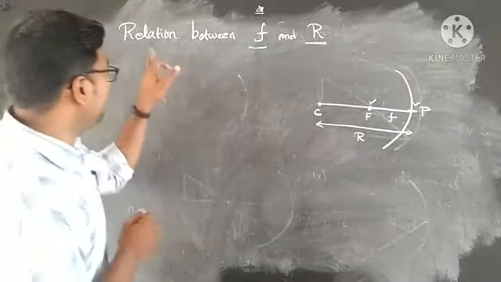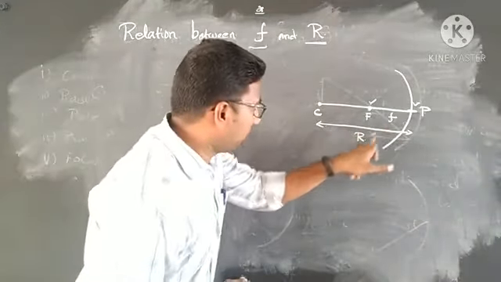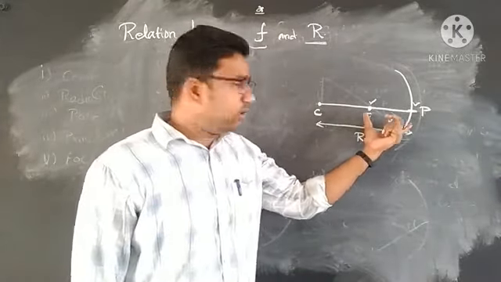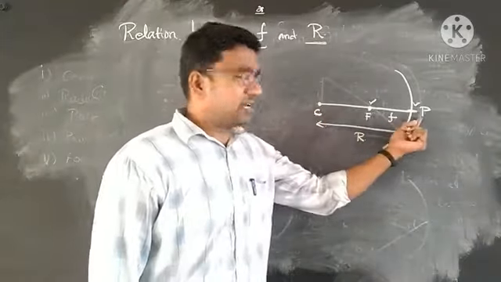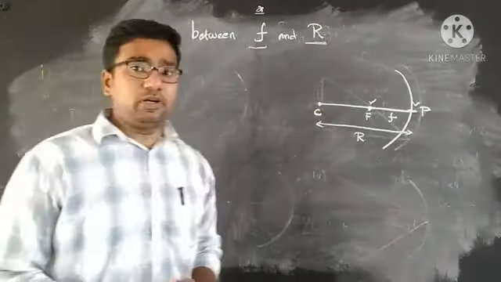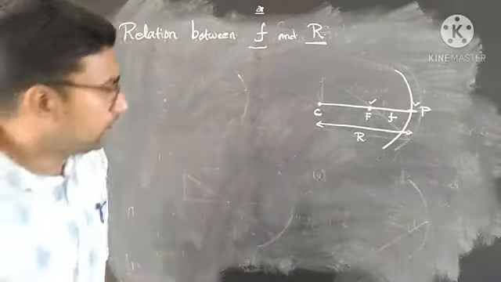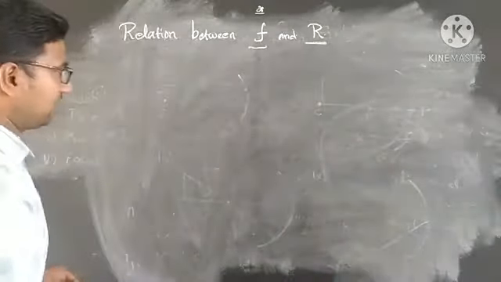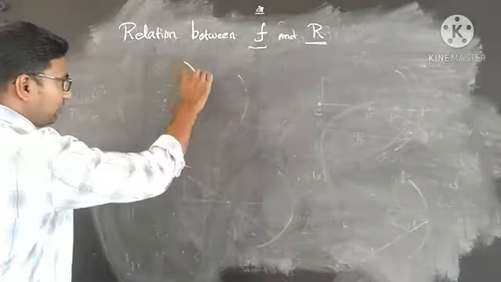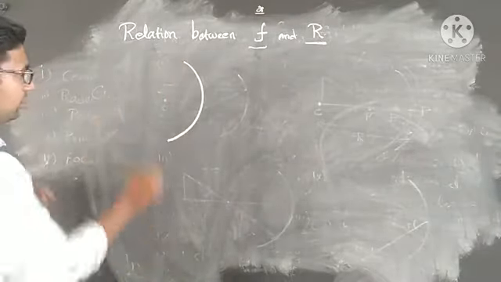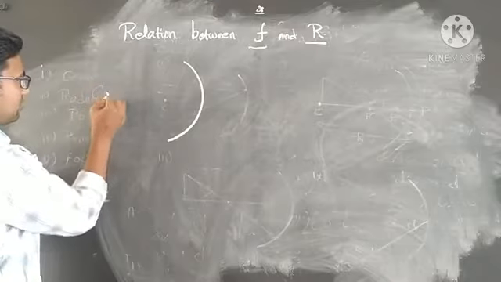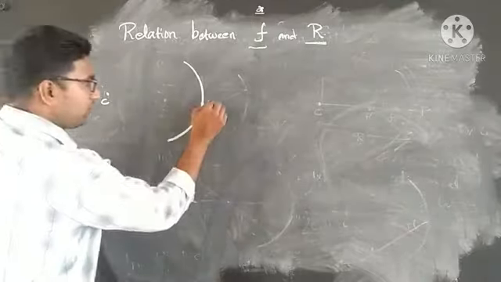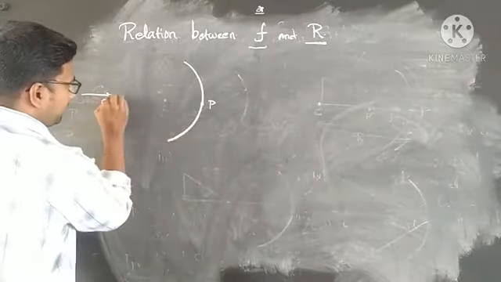Now, we are going to derive the relation between small f and capital R: the distance between the focal point and the pole, and the distance between the center of curvature and the pole. Very important relation and also an important question. Okay, let me discuss. Before that, let me consider a concave mirror. The center point of the spherical mirror is the center of curvature, and the middle point of the concave mirror is the pole. It is connected by the principal axis.